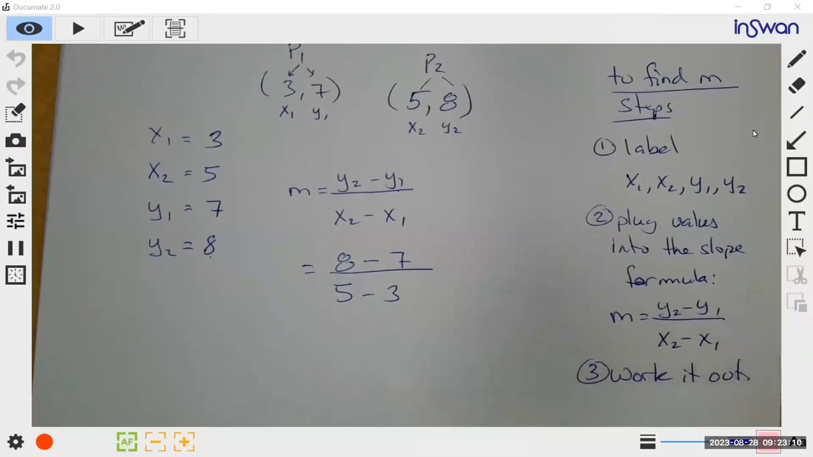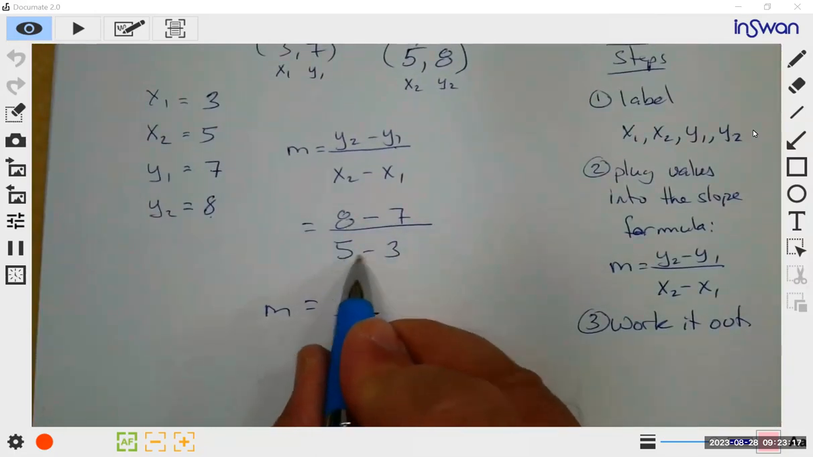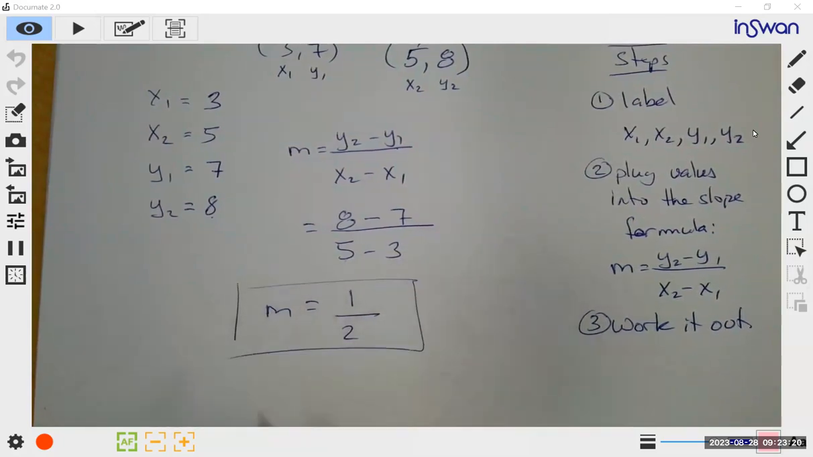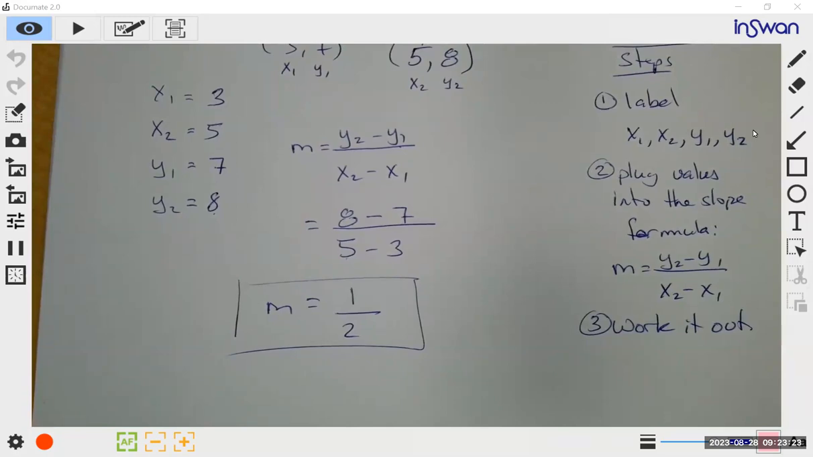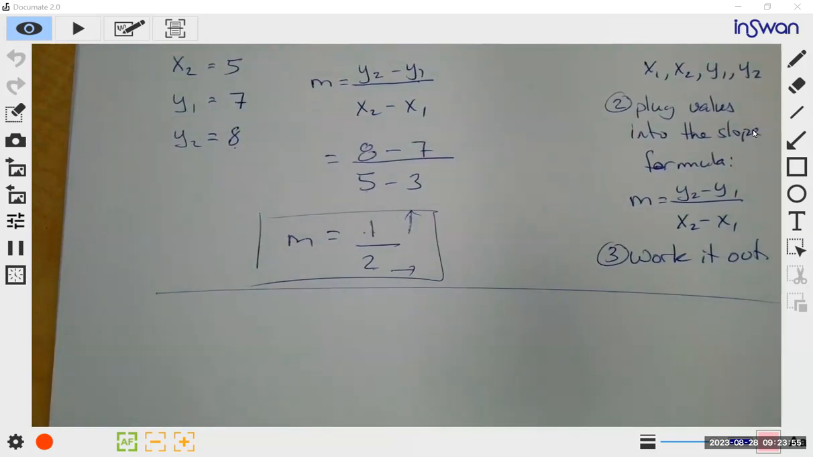And then work it out. 8 minus 7 is 1. 5 minus 3 is 2. And there's my slope. Leave your slope as a fraction. Do not put it as a decimal. Why? Because this tells me locations. To get from one point to the next, I go up 1 and then over 2. So this tells me the relationship between all my points on my line. Any questions about it? You want to do another one, or are you okay with that?